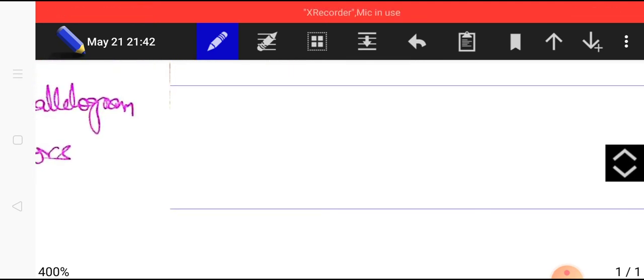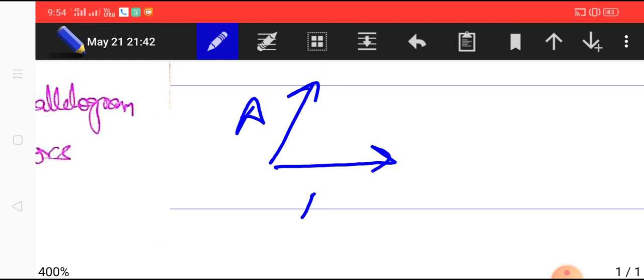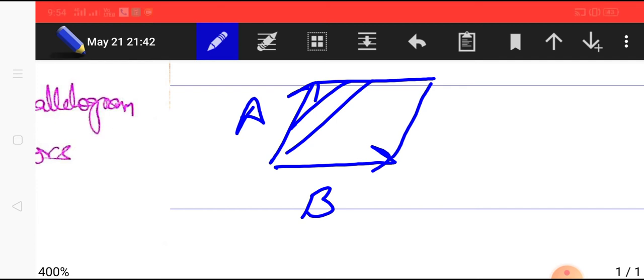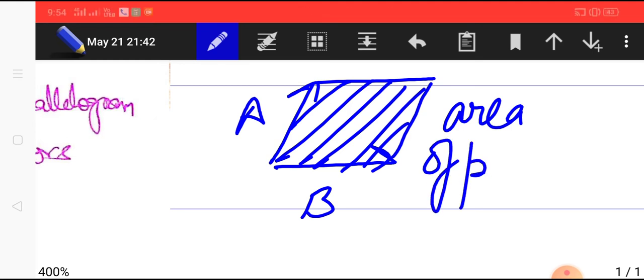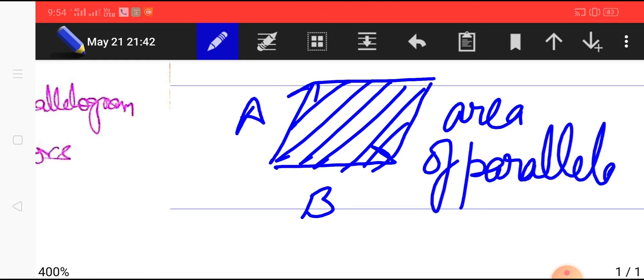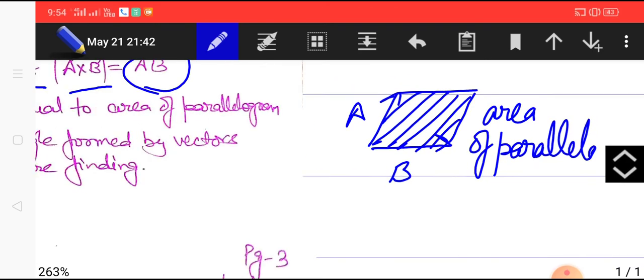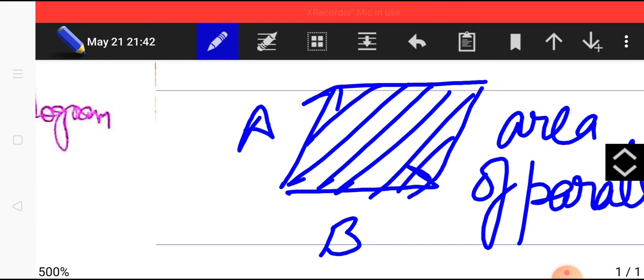I will explain it to you here. Suppose this is A and this is B, then the magnitude of A cross B is equal to the area of this parallelogram. A cross B is the area of the parallelogram formed by the sides of your vectors whose product is being taken. Or you can also say that half of A cross B is the area of the triangle.